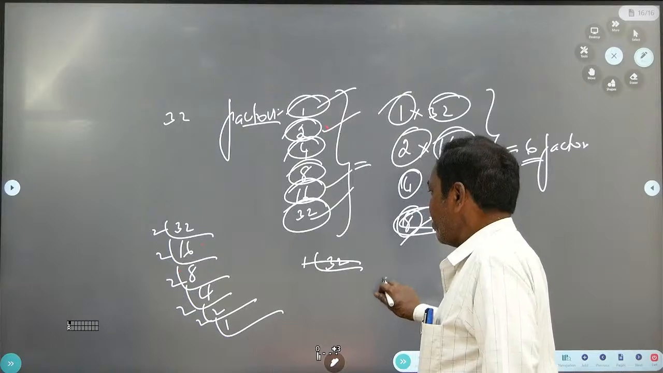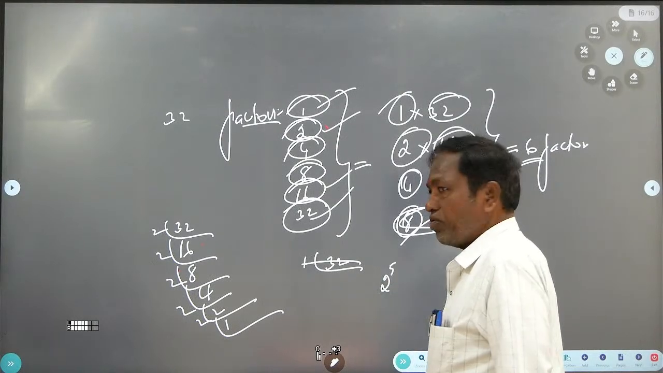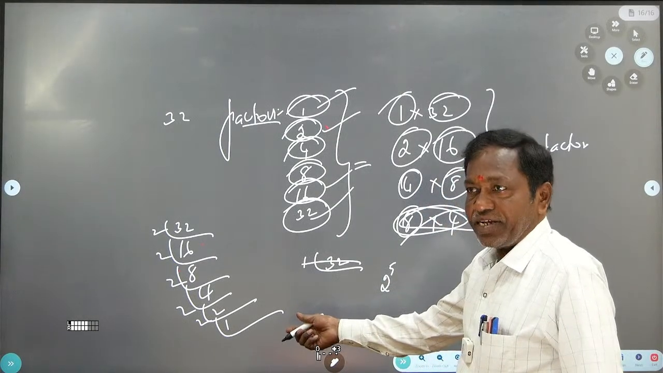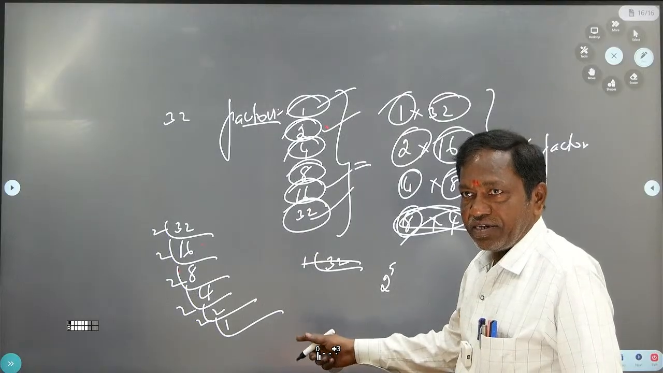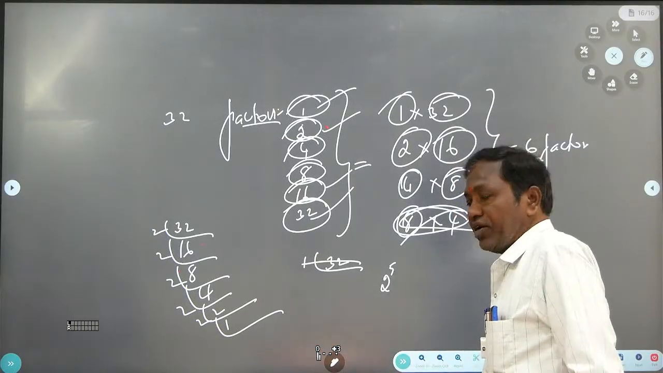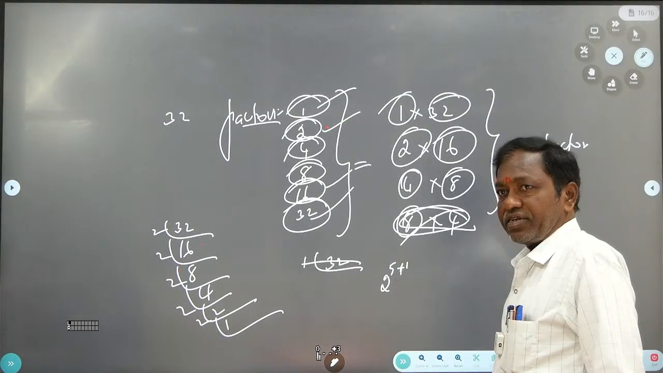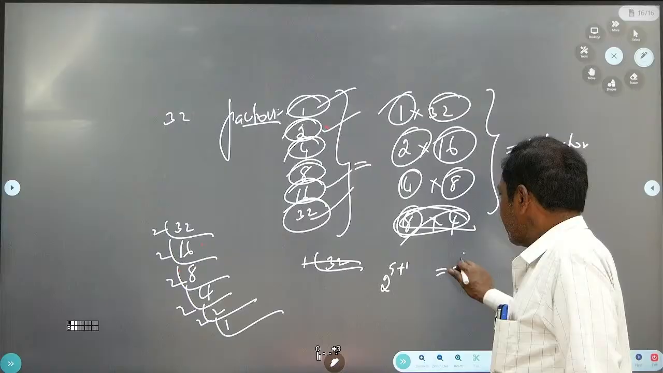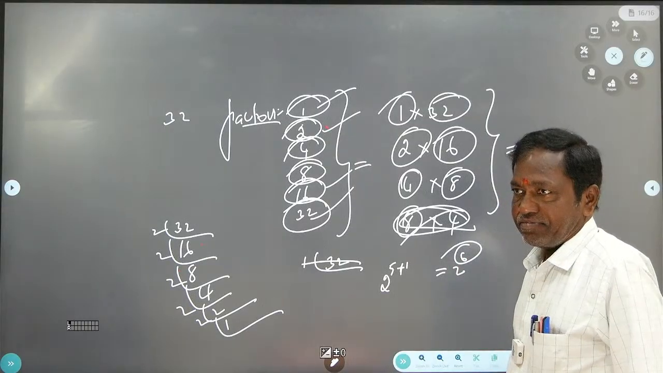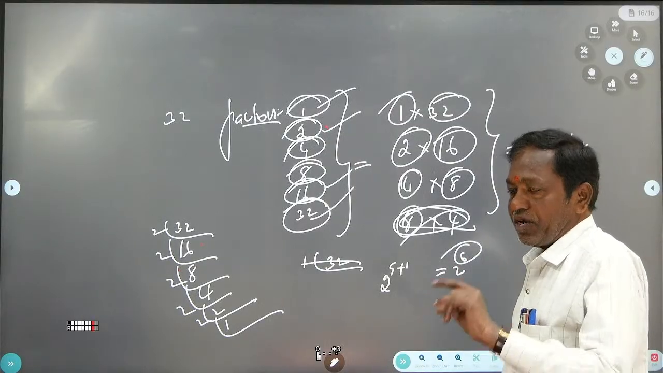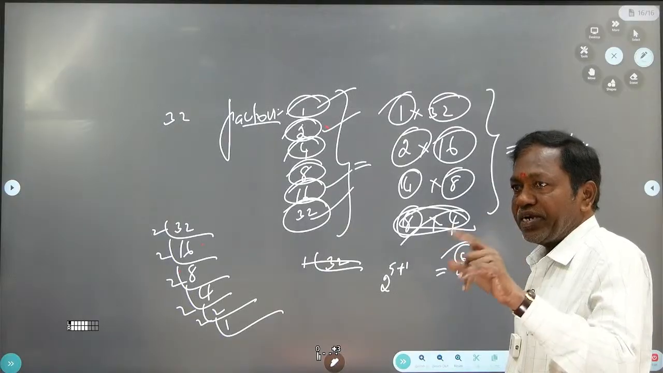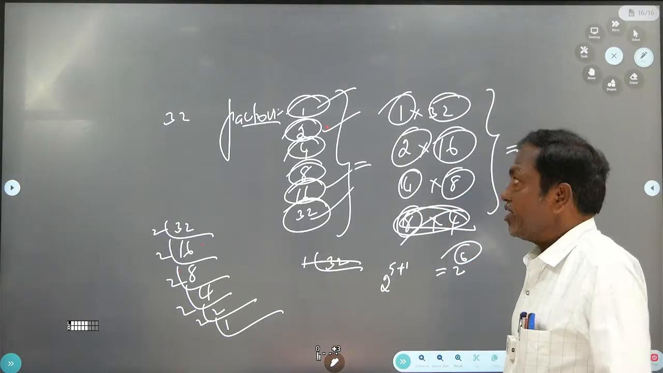2 to the power of 5. But 1 we don't take in LCM, isn't it? We learned like that. 2 to the power of 5. Anytime, plus 1 should be added to the power, so 2 to the power of 5 means 6 factors. If you go by LCM, for any number, 1 extra should be added to the exponent's value.